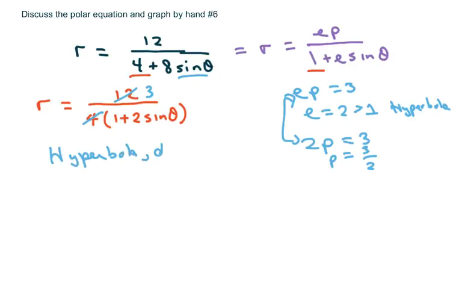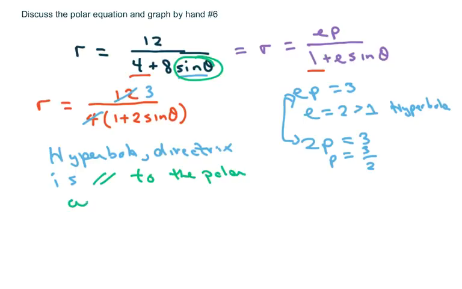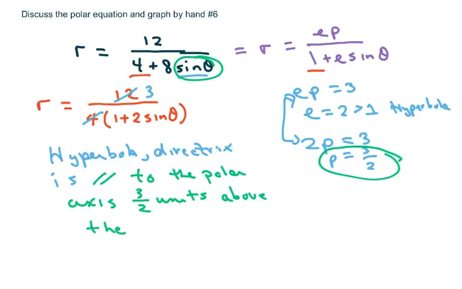And the directrix is parallel. It's parallel because this is sine. So it's parallel to the polar axis. 3/2, this is our p, 3/2 units above the pole. And it's above the pole because this is positive.